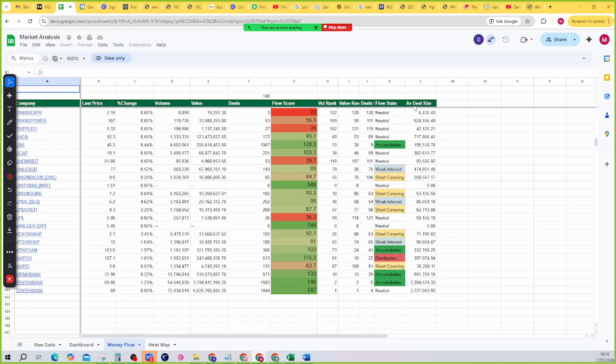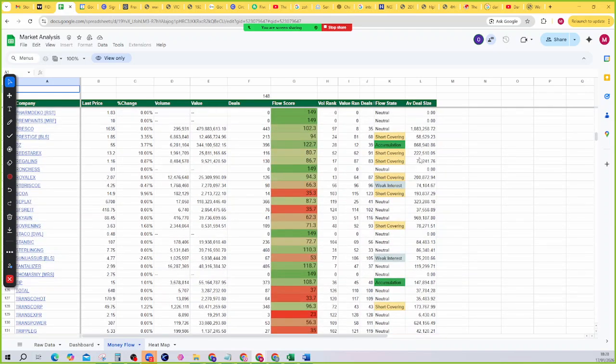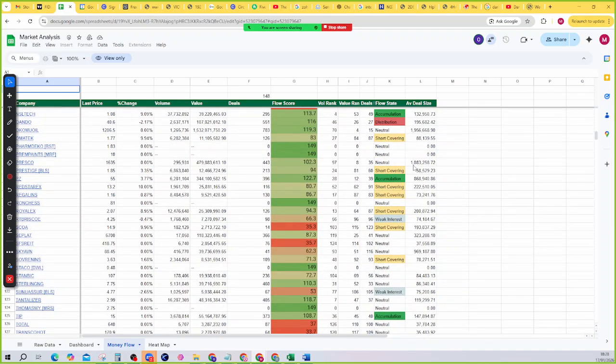So that's why I now have this column again, average deal size. This average deal size is just the value divided by the number of deals. So on average, this is 2.7 million each deal. So I will now go to which one has the highest average deal size. This one is 1 billion, one deal. This is Presco. So the people that played in this stock for that day, they are big players.